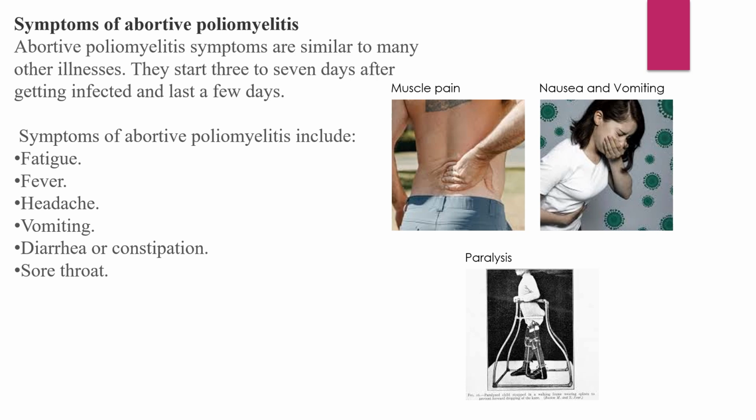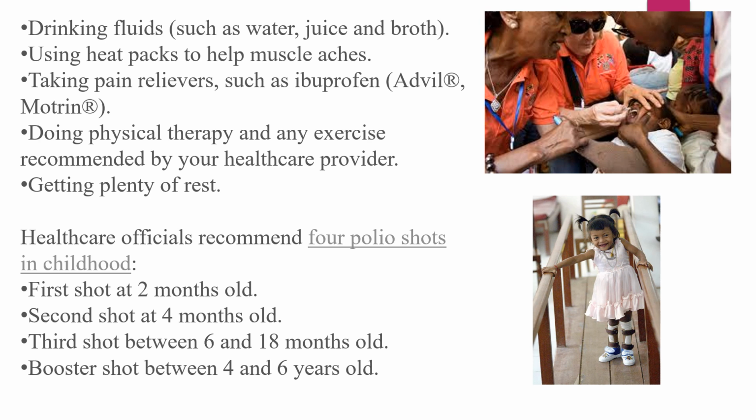So, who are the high-risk groups for polio? Unvaccinated individuals, children under 5 years old, and people living in areas with very poor sanitation are more prone to this viral infection. So, let's see what the preventive methods are. The first thing is polio vaccination.